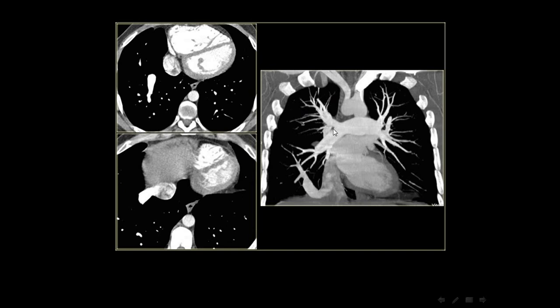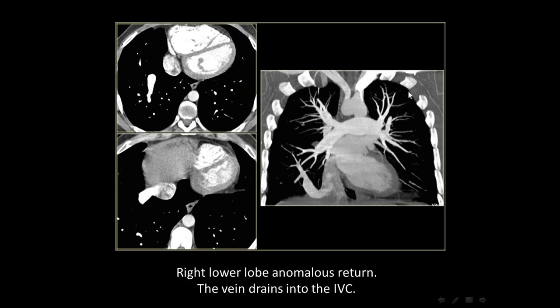What about this one? These are the pulmonary veins. But there is this one. Yeah, draining into the inferior vena cava. This is the inferior vena cava. This is the liver. So right lower lobe anomalous return. The vein here is draining into the inferior vena cava.